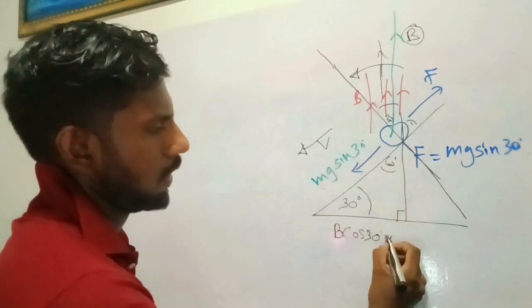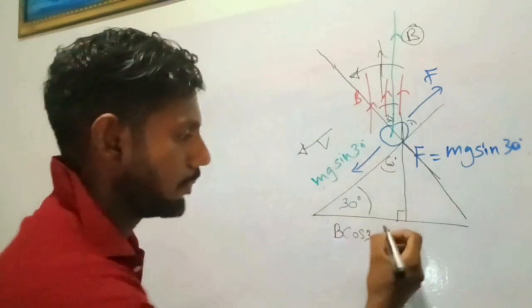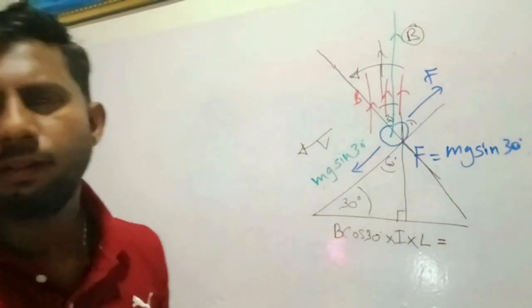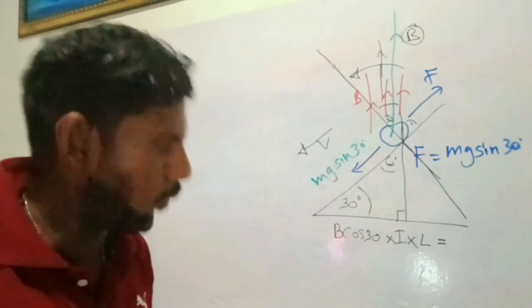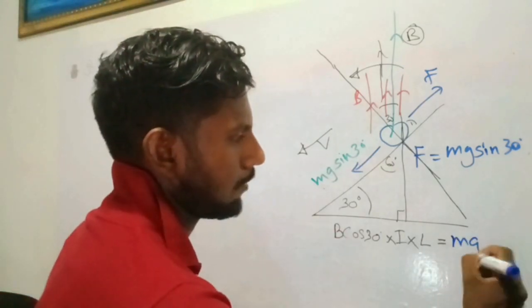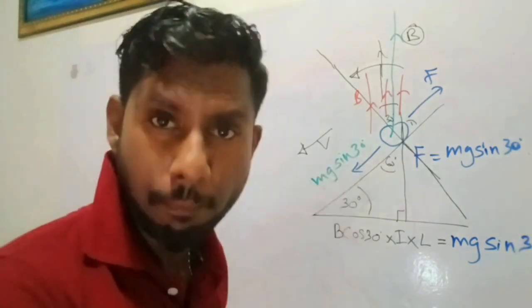We take the component, it's B cos 30, right? Into the current I, yes, current I, and length L, right? The magnetic force must be equal to mg sin 30, right? So they're asking us to find B.